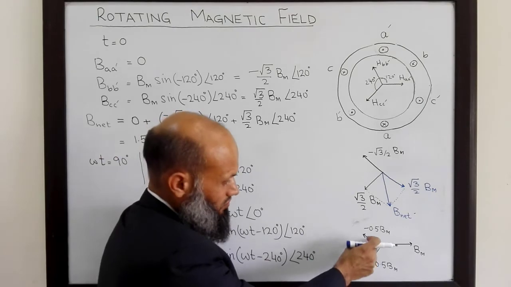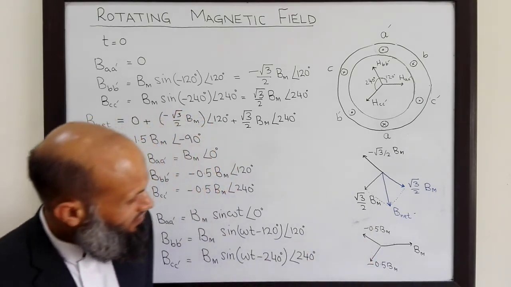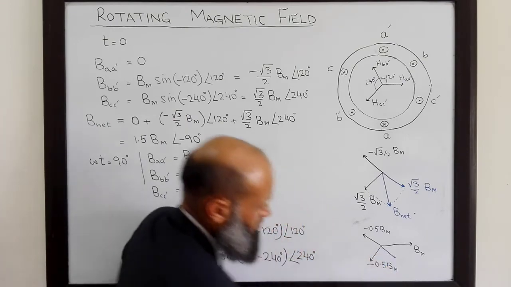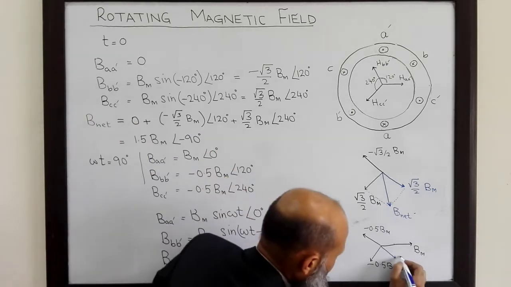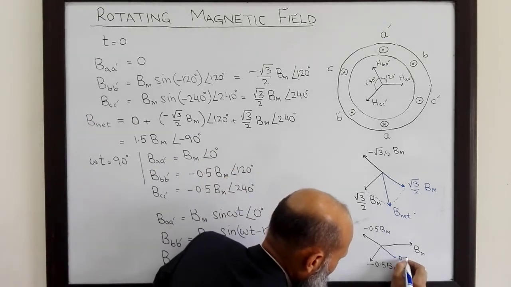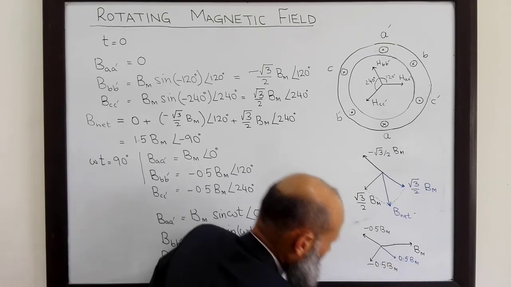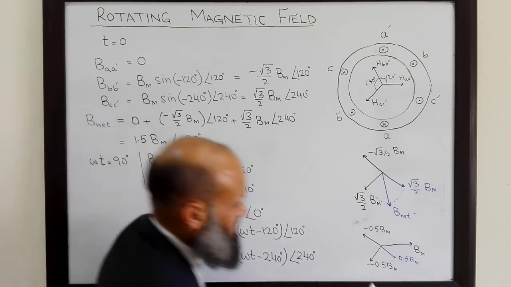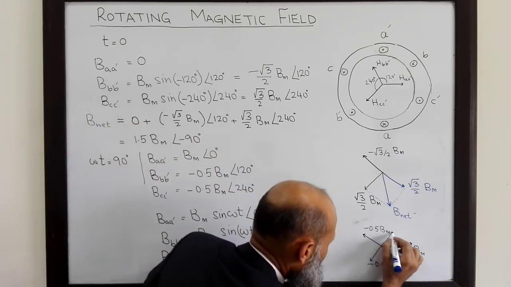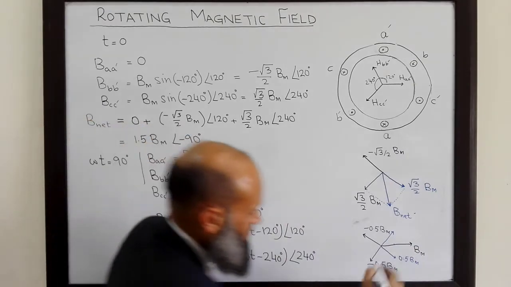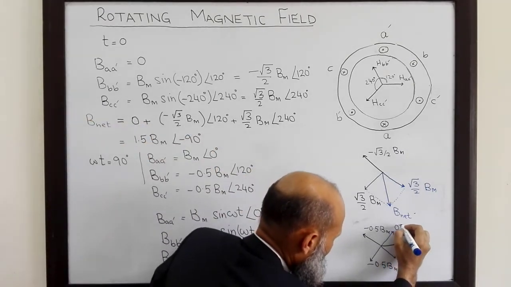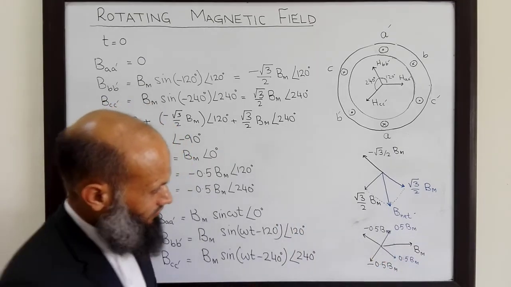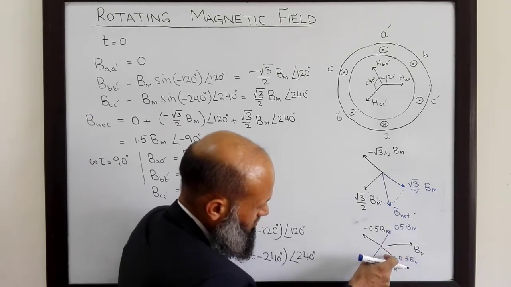So this vector with negative magnitude is the same as a vector with the opposite direction and magnitude equal to 0.5 Bm. And likewise, this vector with negative magnitude is the same as a vector with the polar direction reversed and magnitude taken to be positive, 0.5 Bm. So what is the resultant of these three vectors? This vector plus this vector plus this vector.